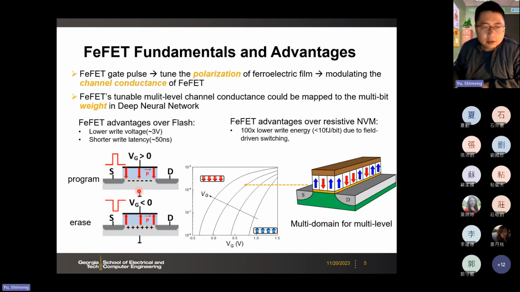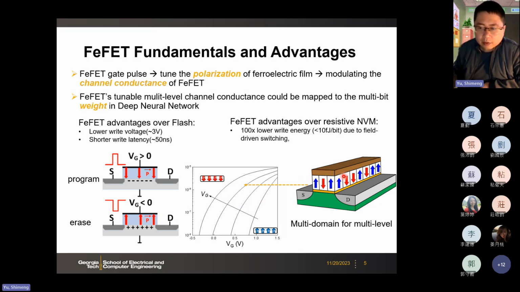Depending on the threshold voltage, you can have different ID-VG curves. This is ID versus VG, and you can have multi-level states, because if all the dipoles are pointing down, you have the very negative threshold. If all the dipoles are up, your threshold voltage would be positive. But if you have partial polarization, let's say some dipoles up and some dipoles down, then you have those intermediate states. So this is the basis for the multi-level switching.